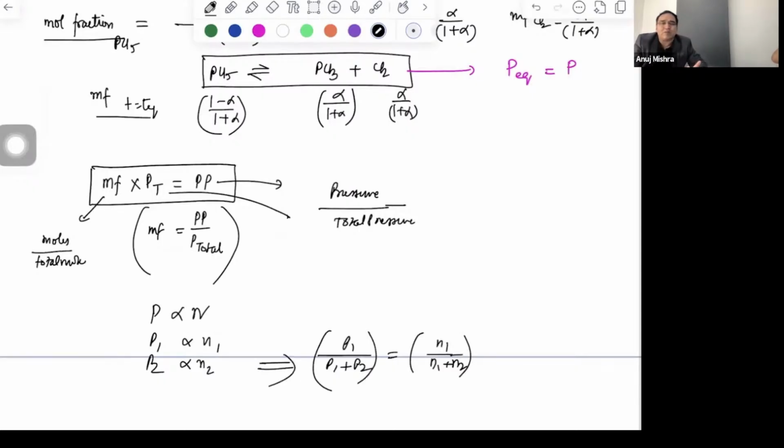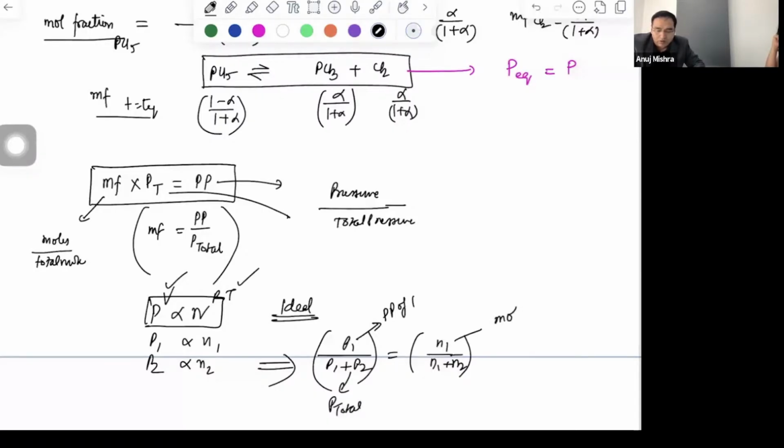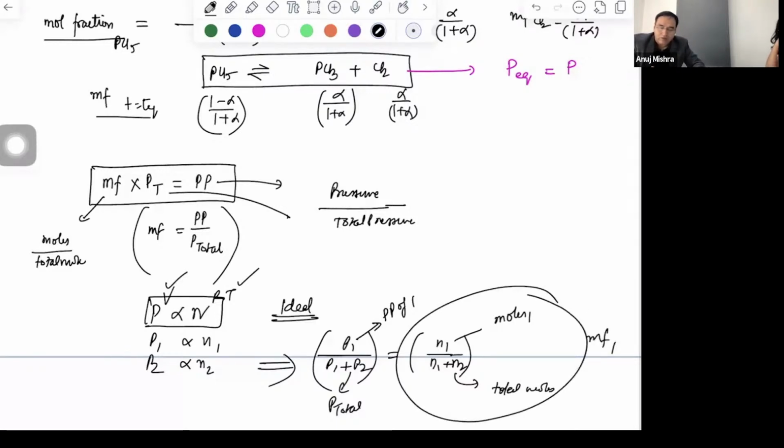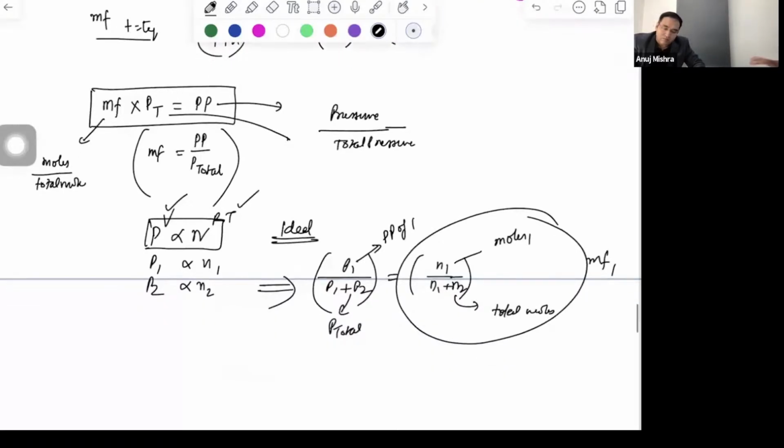There is nothing very major mathematically here. And why is P proportional to N? Because PV is nRT. So if volume is constant and temperature is constant for an ideal gas, P is proportional to N. Is that clear? So what is this P1? It is the partial pressure of 1. What is P1 plus P2? P total. What is N1? Moles of 1. What is N1 plus N2? Moles total. What is this whole thing? Mole fraction of 1. So the formula is: partial pressure of 1 is mole fraction of 1 into P total.